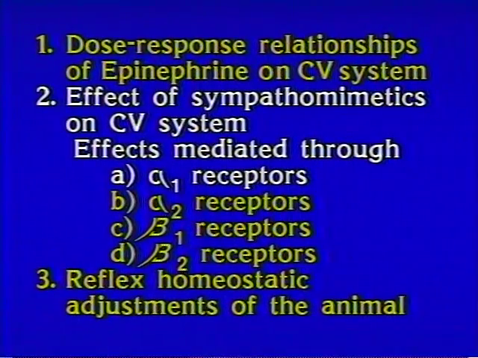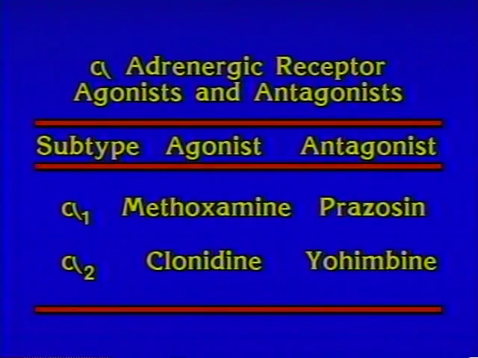The second objective in today's laboratory exercise is to examine the effect of sympathomimetic drugs on the cardiovascular system. First of all, let's look at the effects mediated through alpha-1 receptor activation. As previously discussed, selective agonists and antagonists have been developed to distinguish between alpha-1 and alpha-2 receptors. This can be seen in the diagram. The alpha-1 subtype is activated by methoxamine, and prazosin acts as the antagonist. The alpha-2 receptors are activated by clonidine, and yohimbine is the antagonist.